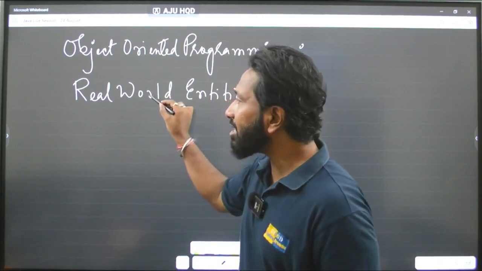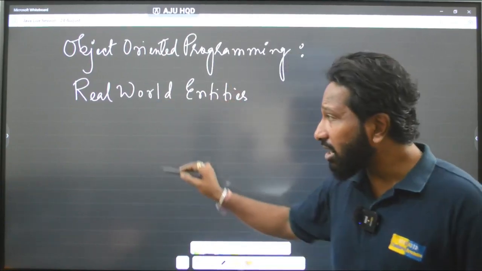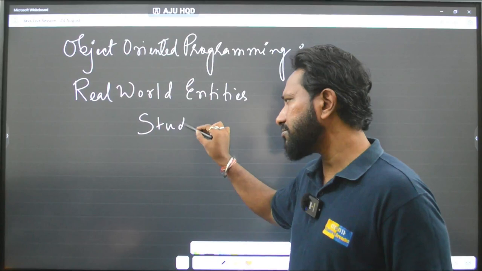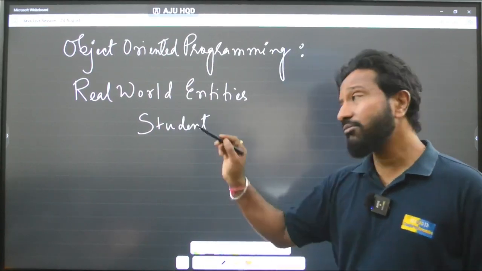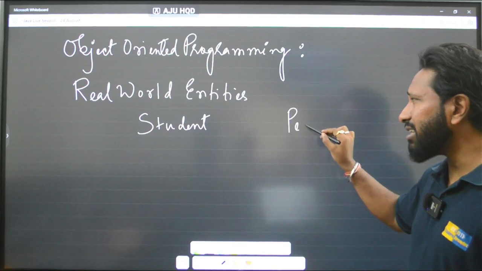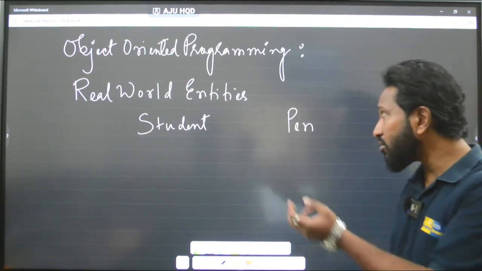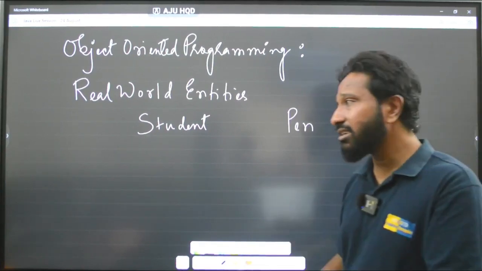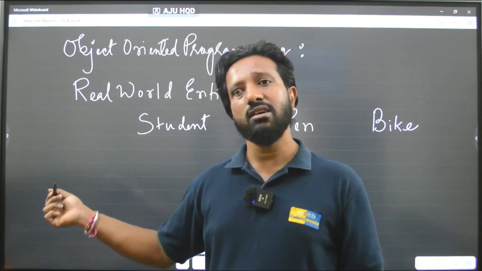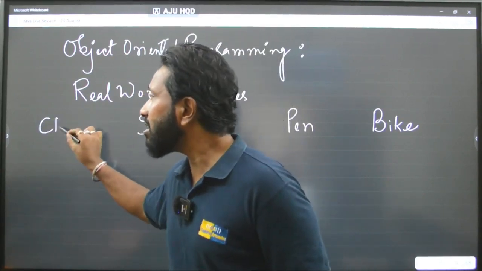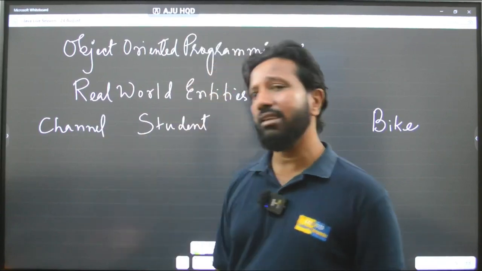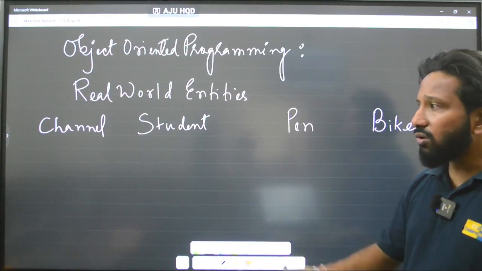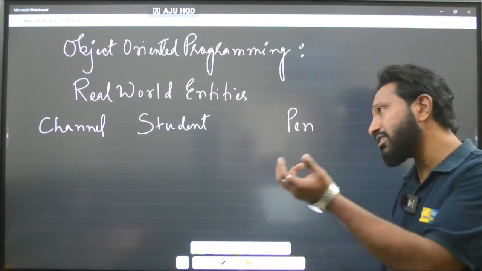Some real world entities. Say I am talking about, what to say, student. Say I am talking about a pen. It can be anything, anything from the real world. Say I am talking about a bike. Okay, or else say I am talking about something like a channel. We have YouTube, right? Let's talk about something like a channel. And all these entities have some properties of their own, right?